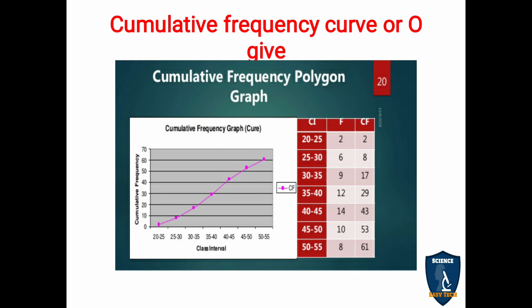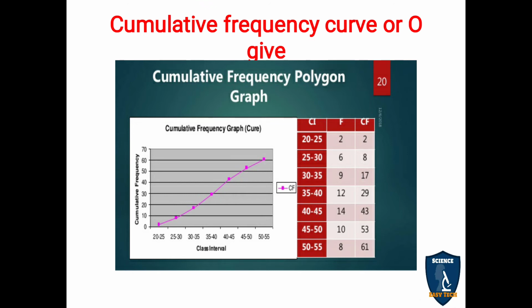Cumulative means addition. So the first frequency 2, write as it is. The first frequency plus the second frequency, you have to add it. 2 plus 6, 8. That is the cumulative frequency for the second class interval. Then 8 plus 9, 17. 17 plus 12, 29. 29 plus 14, 43. 43 plus 10, 53. 53 plus 8, 61.